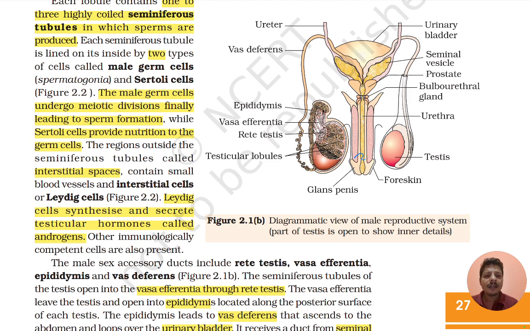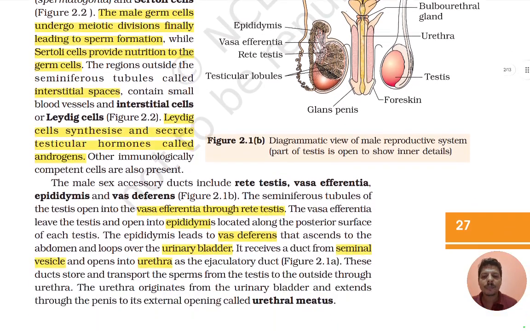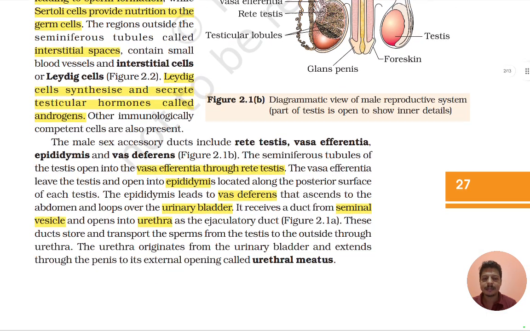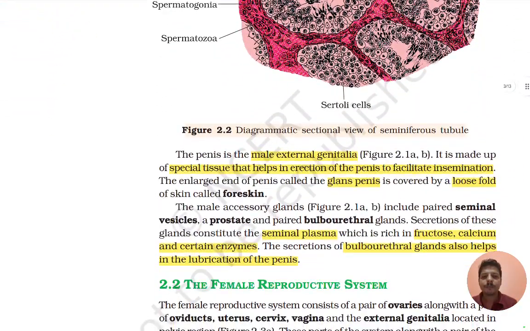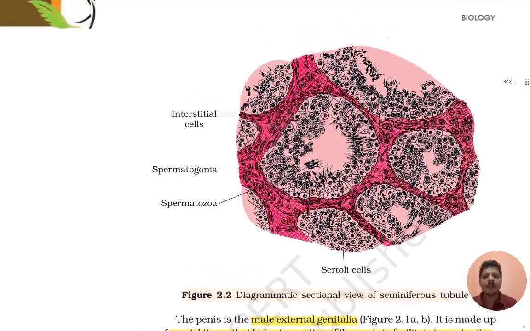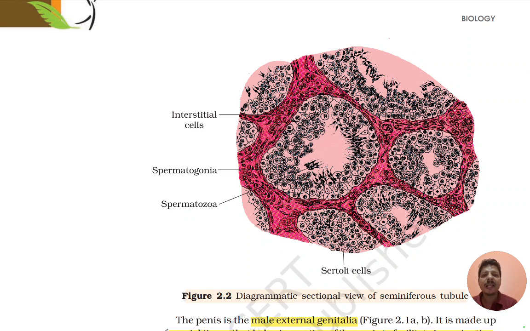Here you can see this is a triangular portion and it is called glans penis, and this slit-like portion is called urethral meatus. Remember, it is called urethral meatus. Next, here is the diagram. You can see there are many interstitial cells, spermatogonia, spermatozoa and Sertoli cells are also here.